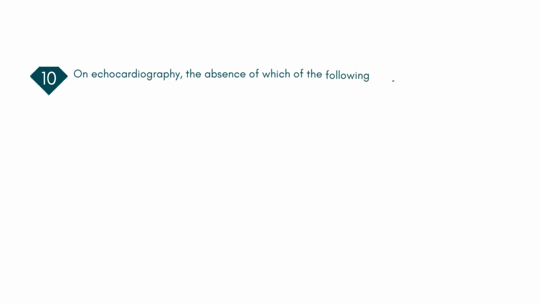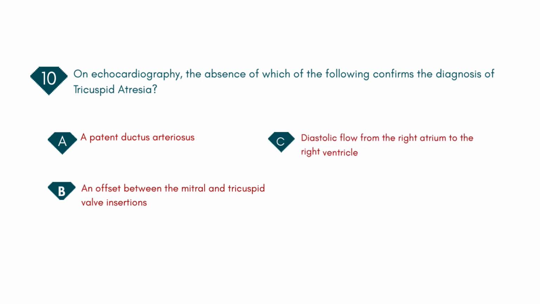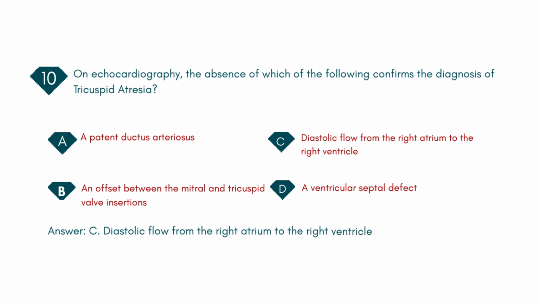On echocardiography, the absence of which of the following confirms the diagnosis of tricuspid atresia? A. A patent ductus arteriosus. B. An offset between the mitral and tricuspid valve insertions. C. Diastolic flow from the right atrium to the right ventricle. D. A ventricular septal defect. Answer, C. Diastolic flow from the right atrium to the right ventricle.